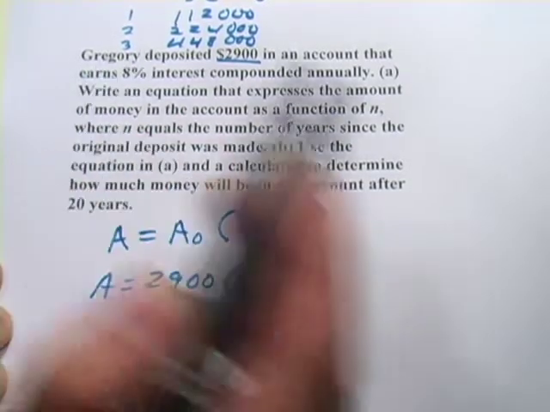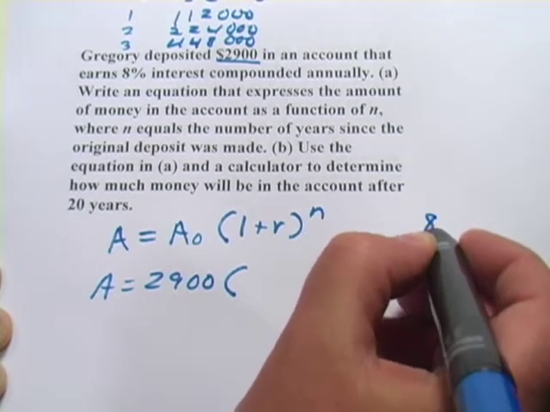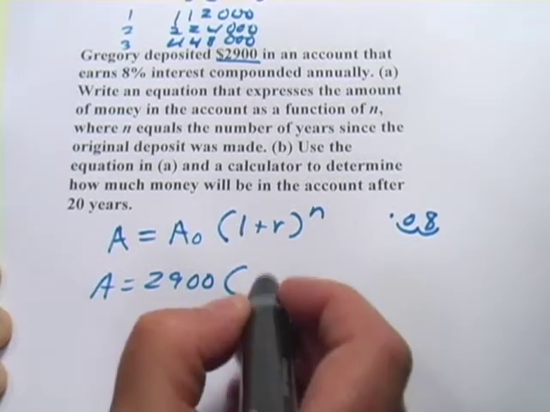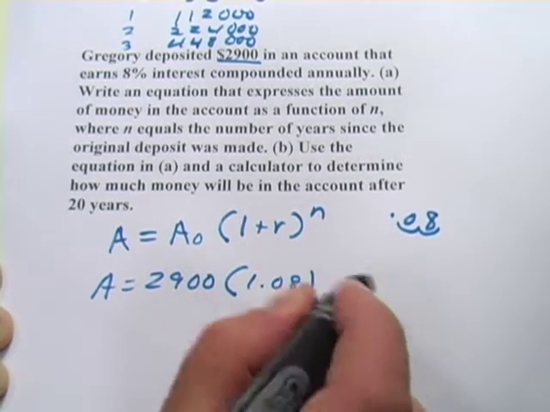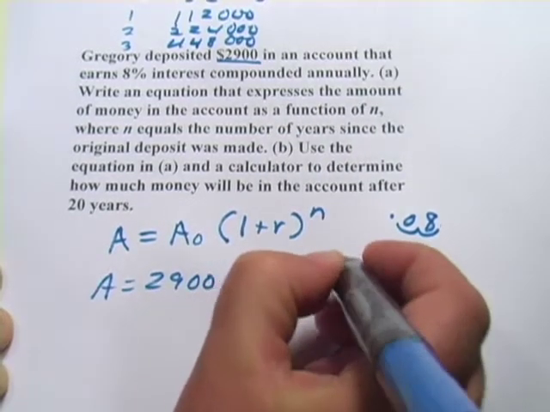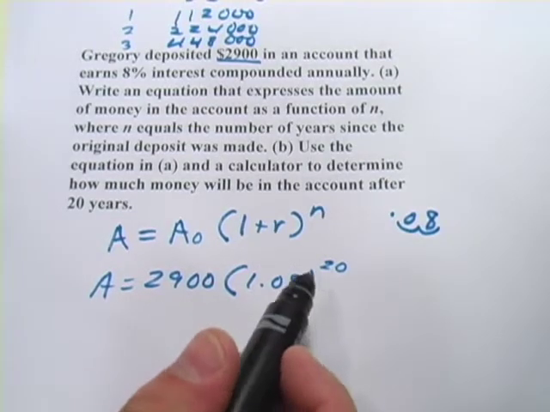Well, what's the rate here? The rate is 8%. And of course, you need to convert that from percent to a decimal. So we move the decimal place 2 places to the left there. So 1 plus 0.08 is 1.08. And then the n, how many years are we doing? 20 years. So what happens if you have $2,900 and you earn 8% interest for 20 years?